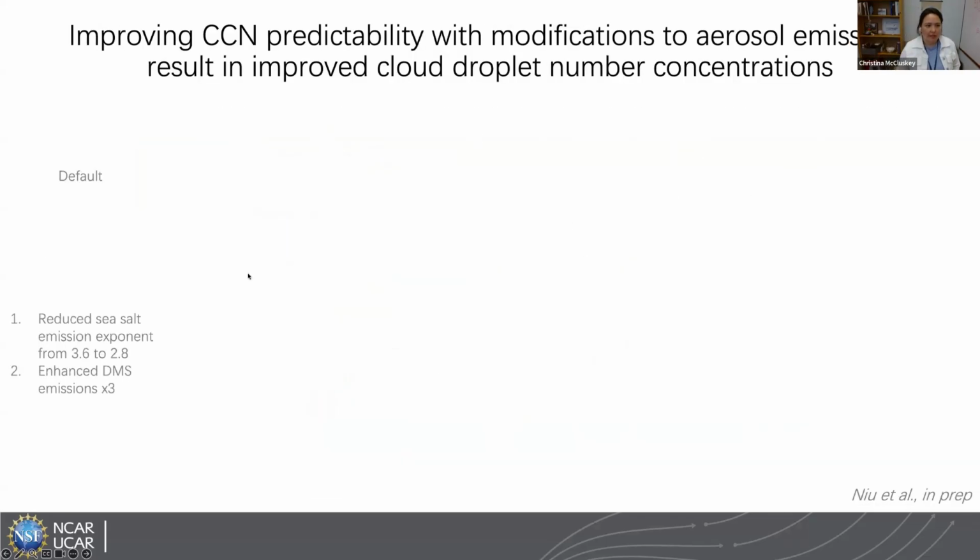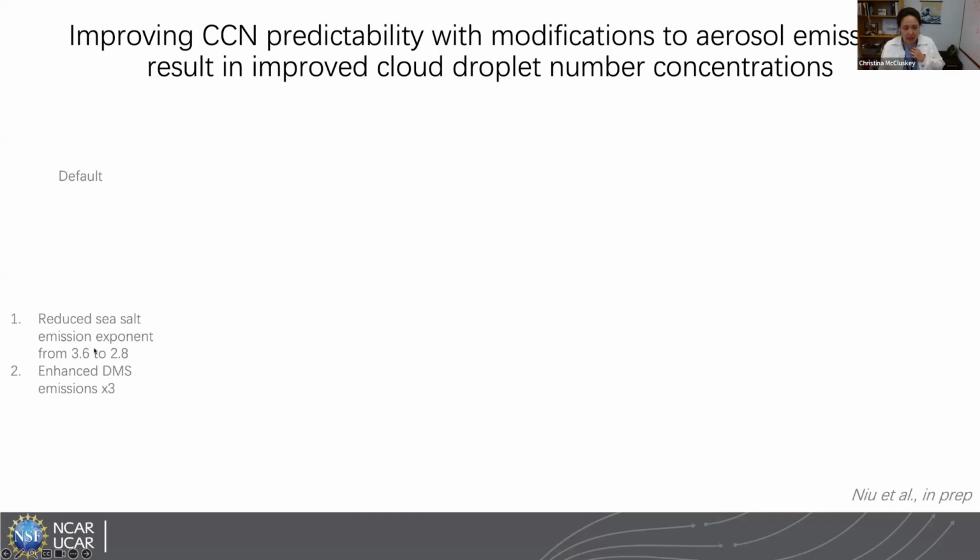What she's been able to do is then run a couple different simulations just to see if we can correct the CCN number concentration. Are we able to recover cloud droplet number concentration, or what happens to cloud droplet number concentration when we do that? There are two simulations I'll show here. The top row will be the default model, and the bottom row will be reducing the sea salt emission component, so you can see her paper for more information on this, but also enhancing the DMS emissions by a factor of 3. These are, in fact, a little bit arbitrary.